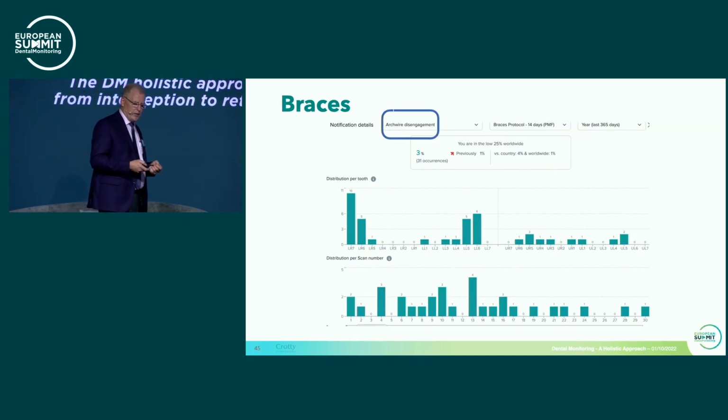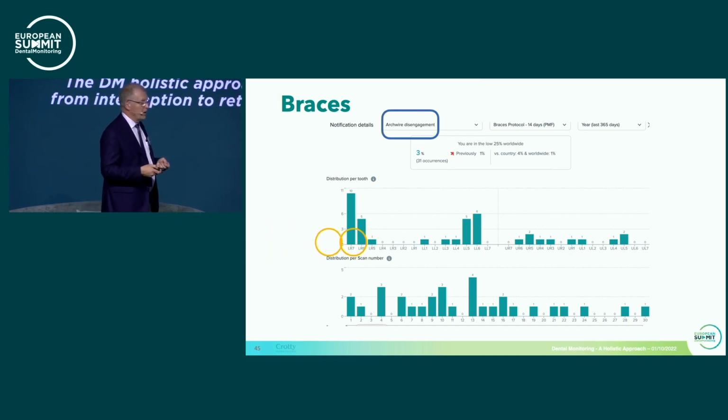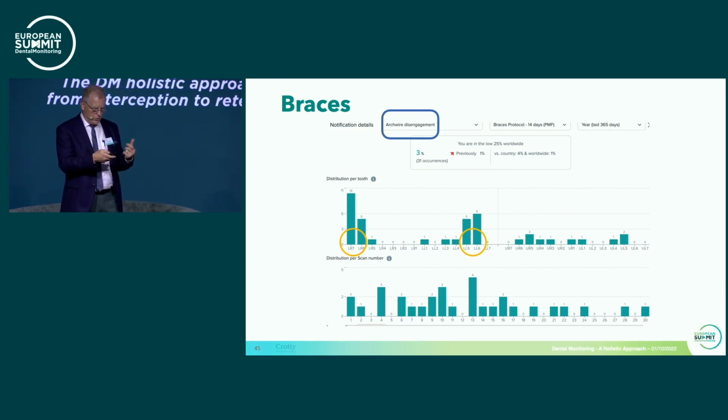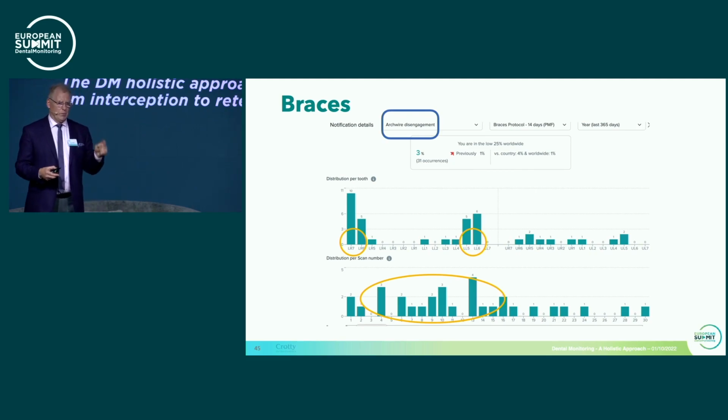If you look at archwire disengagement, the majority are on the lower 7s. No surprise there. But then you can further analyse it and say, okay, so we know it's on the 7s, but when is it most likely to happen? And what wires are we most likely to be in at that stage? And is there something else we can do to prevent that happening?